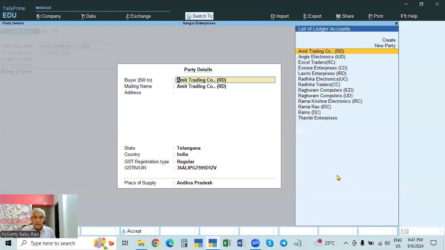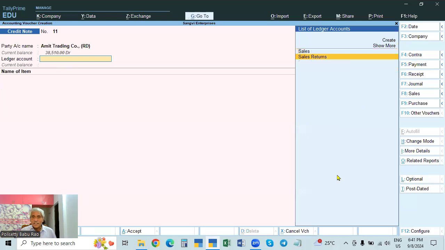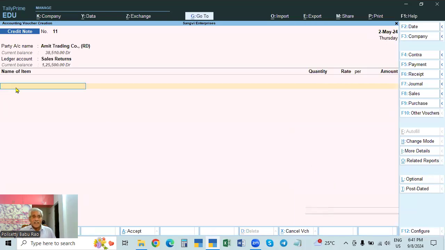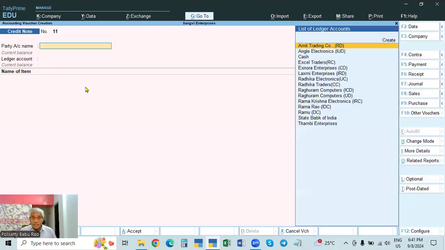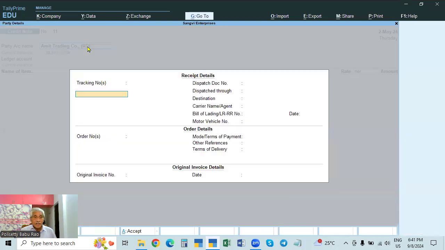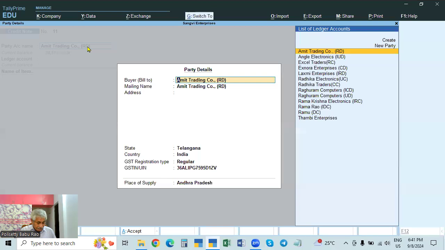Just accept and then sales returns, that's all. Sales returns and they will show. That's all. They will not do anything. Okay. Sales sometimes, and later I will tell you, when you are making the entry for credit note, so we will enter here.